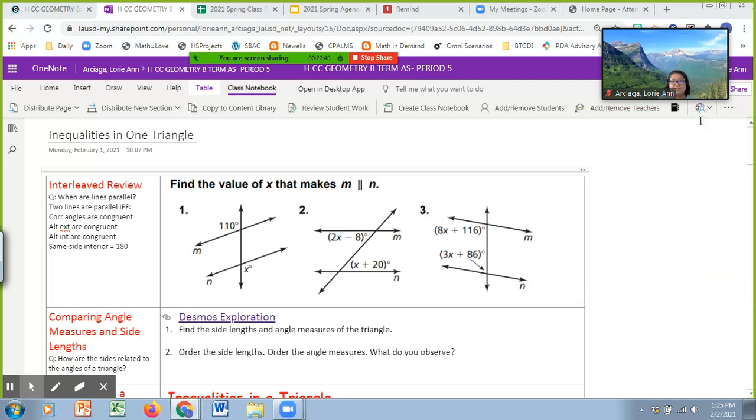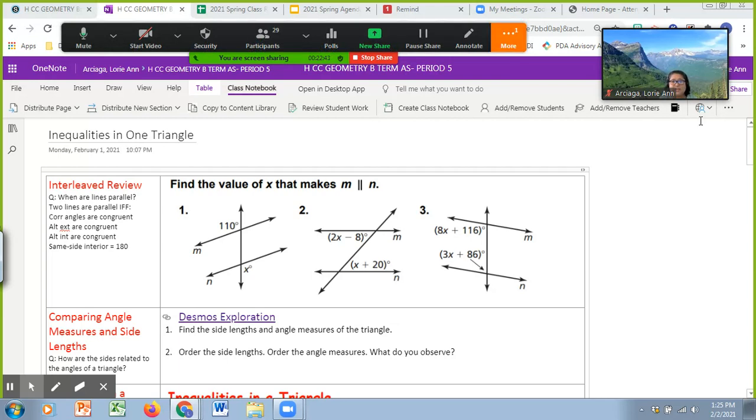Number one, what's your answer? 110. Very good, Rihanna. Yep. So they're alternate exterior angles, right? Thank you. Next, number two. Number two. What do you guys think? And if you find me too slow, you have everything right here. So just proceed. So let me slow you down.